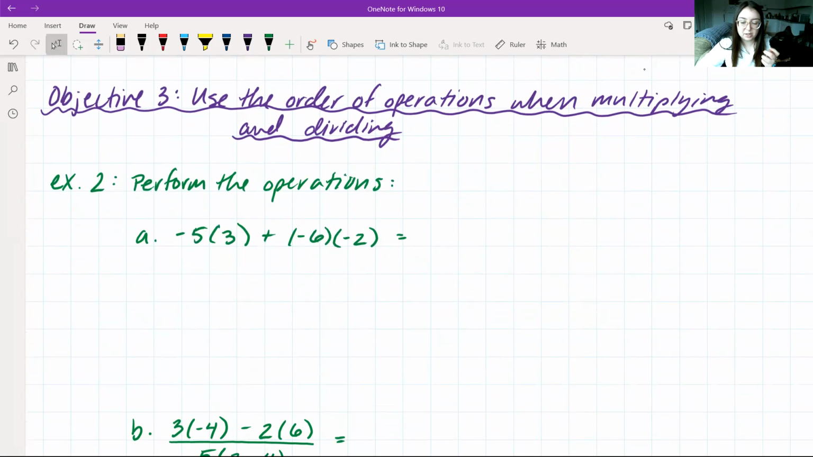So for objective 3, we want to use the order of operations of multiplying and dividing. So in our example 2, we want to perform the operations.